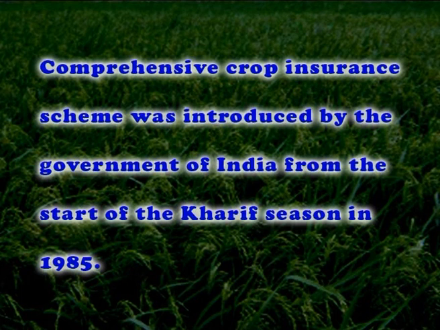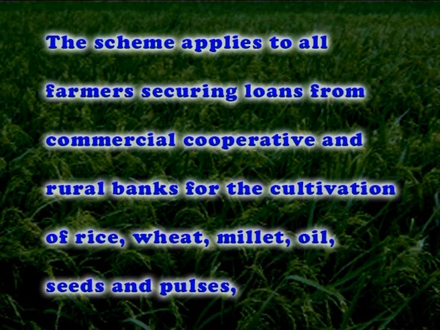A comprehensive crop insurance scheme was introduced by the government of India from the start of Kharif season in 1985. The scheme applies to all farmers securing loans from commercial, cooperative and rural banks for the cultivation of rice, wheat, millet, oilseeds and pulses. The sum insured has been reduced from 150% to 10% of crop loans, subject to a maximum of Rs 10,000 per farmer.